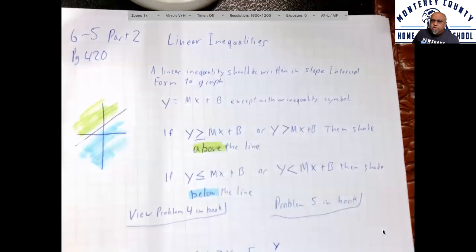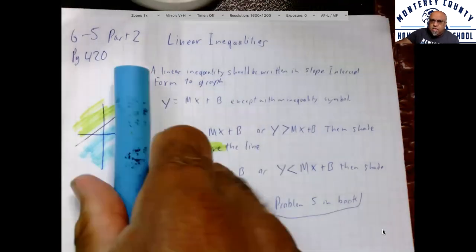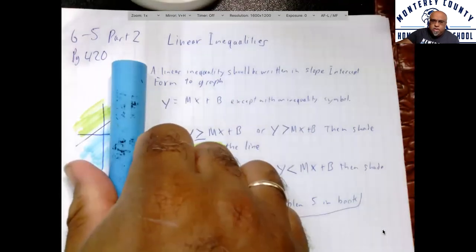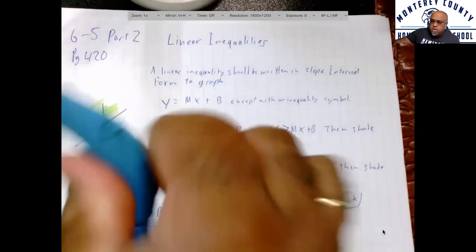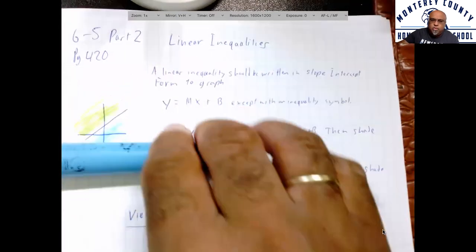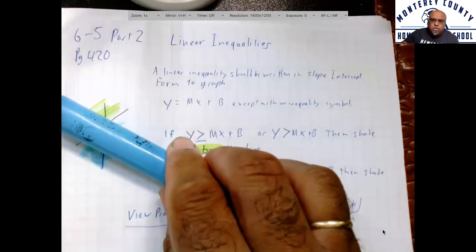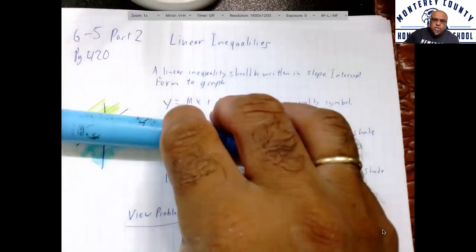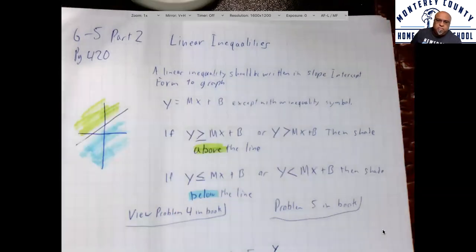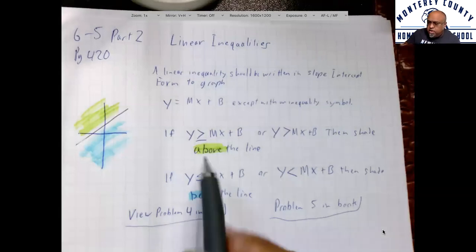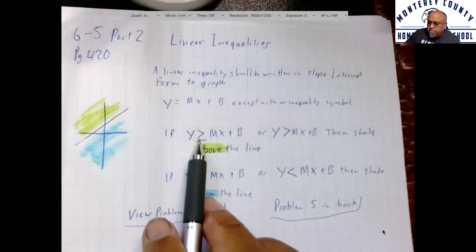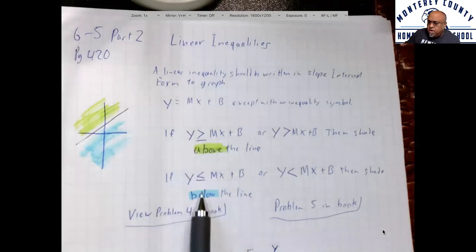Now, provided that your line is not completely vertical, like I just made my highlighter here vertical, but if it has any amount of slant to it whatsoever, no matter which direction the slant is going, the top part of the line is shaded if your inequality has an above statement. The bottom part of the line is shaded if your inequality has a below statement, when it's written in slope-intercept form.